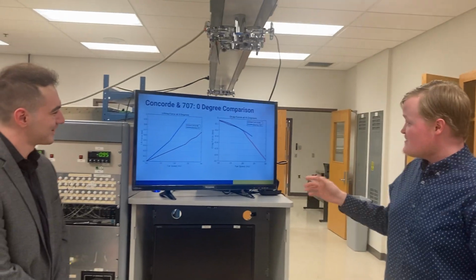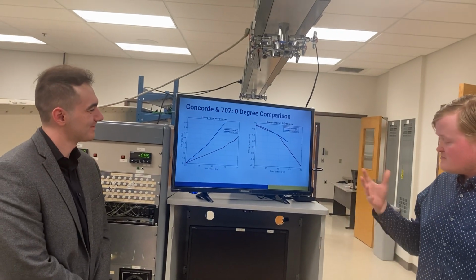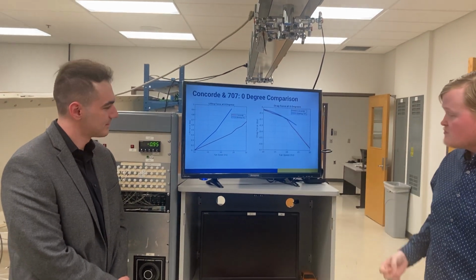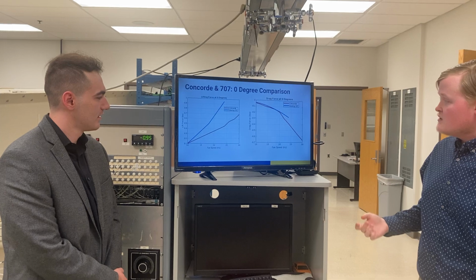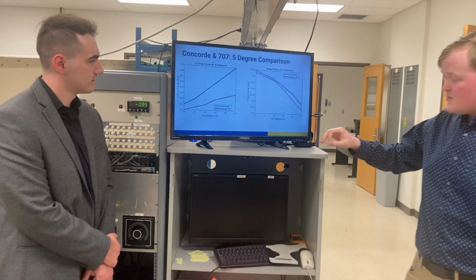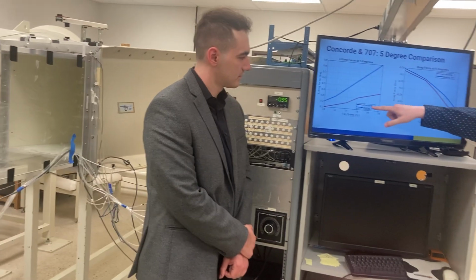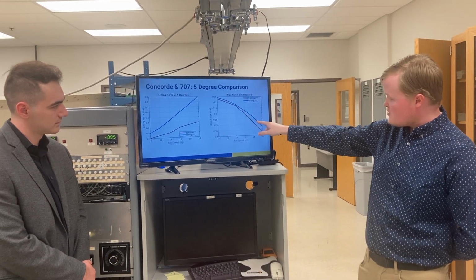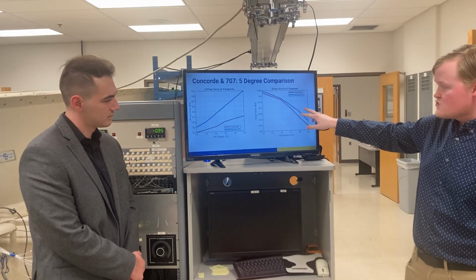We can see that in subsonic situations our Boeing wing, which is a subsonic wing, performs better than the Concorde. This continues at 5 degrees, where we can see an even larger displacement between the lift of the Boeing and the Concorde, and an even sharper decline between the drag forces.